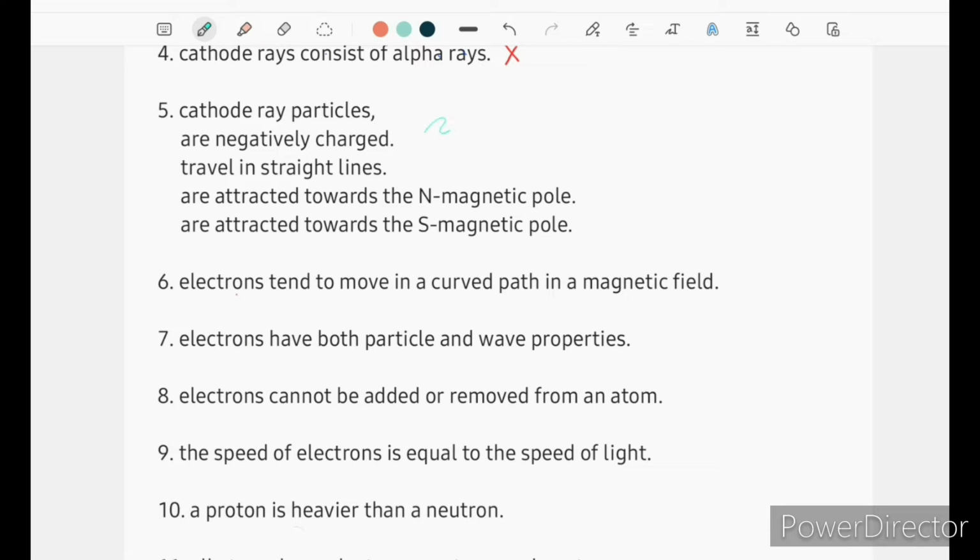Fifth one, cathode ray particles are negatively charged, correct. Travel in straight lines, correct. Are attracted towards the north magnetic pole, incorrect. Are attracted towards the south magnetic pole, incorrect. Sixth one, electrons tend to move in a curved path in a magnetic field. It is correct. Let's show this using a diagram.